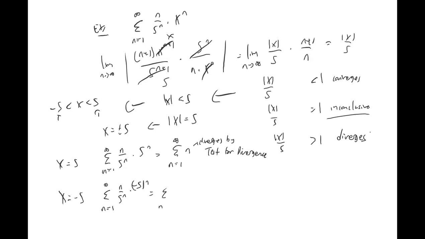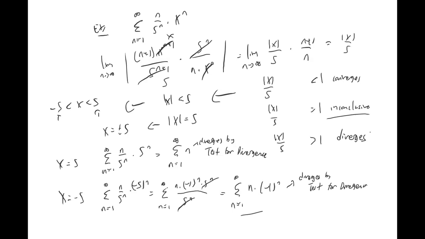Now, -5 to the n can be broken up into -1 to the n times 5 to the n. So these will cancel. So really, you just have a sum of n times -1 to the n. And this thing again diverges by the test for divergence. I'm skipping the testing part because we spent a whole 2 weeks on this. So the limit is not 0. The limit of this does not exist. You're oscillating between bigger and bigger numbers in absolute value.